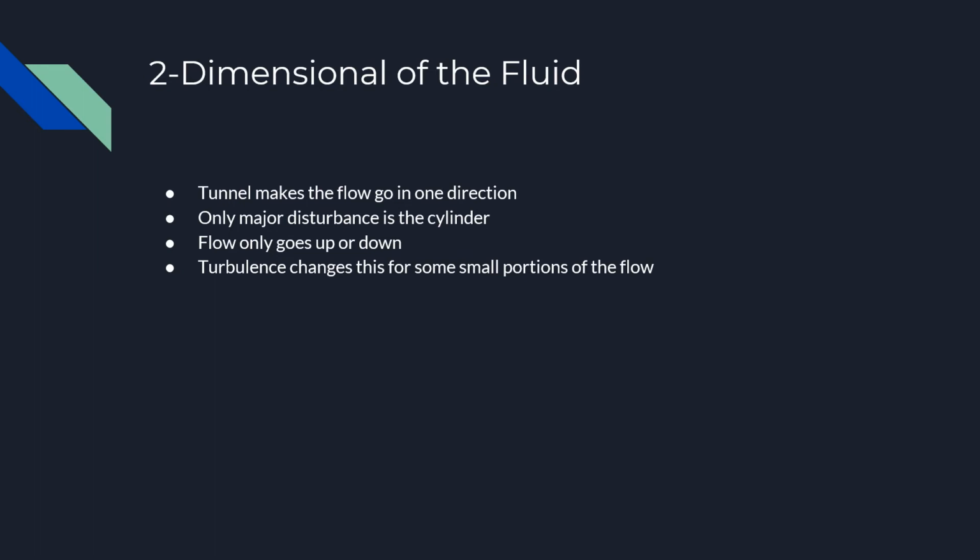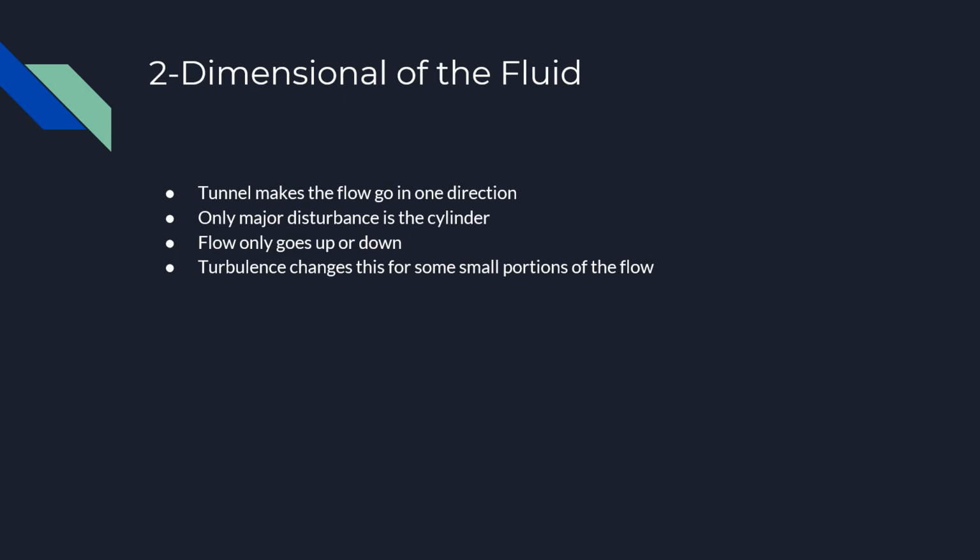In this experiment, the flow is treated as two-dimensional. The wind tunnel is well designed to make the flow go in a single direction. The flow does this until it gets to the only major obstacle, the cylinder. Because the cylinder went all the way to the sides of the tunnel, the flow could only go over it or under. The flow continued in only two dimensions.